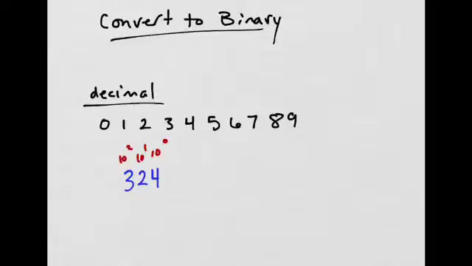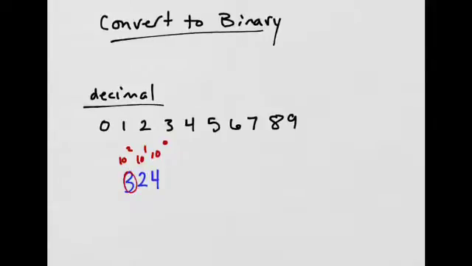So if I write it like this, then this is telling me I have 4 of these 10 to the 0s, so 4 ones. And I have 2 of the 10 to the 1s. Well, that's just 2 times 10. That's 20. I have 20. And then here I have 3 10 squareds, which is 3 times 100. So I have 3 hundreds, 2 tens, and 4 ones to make 324.